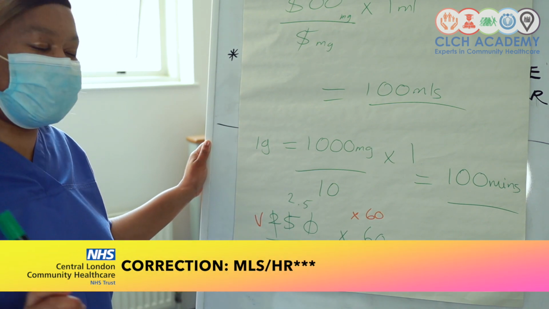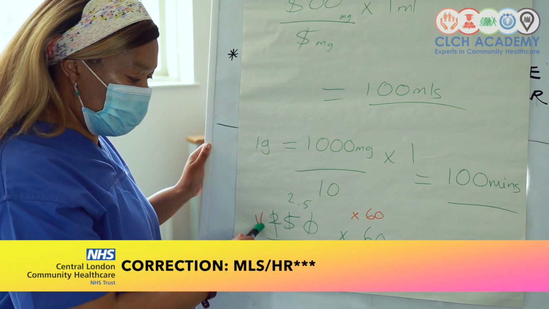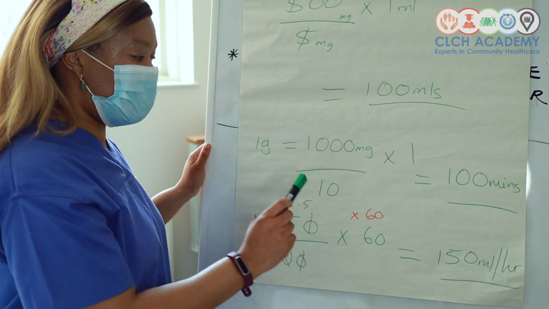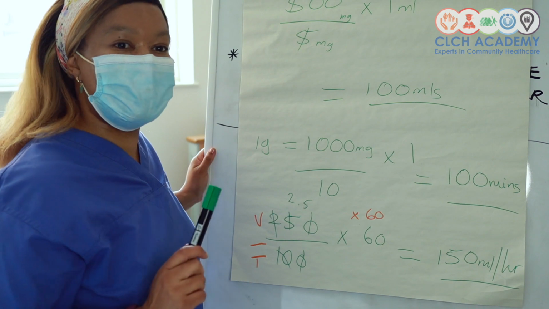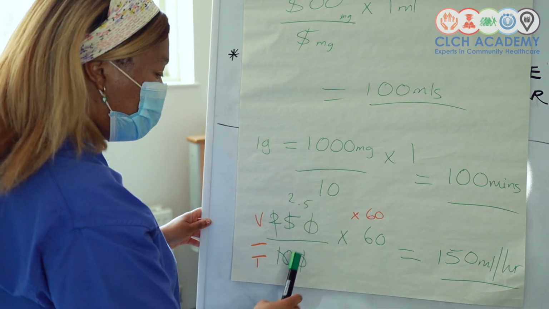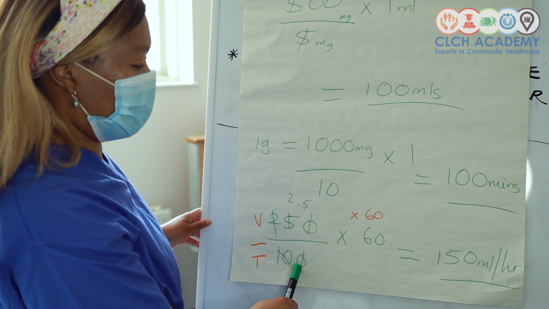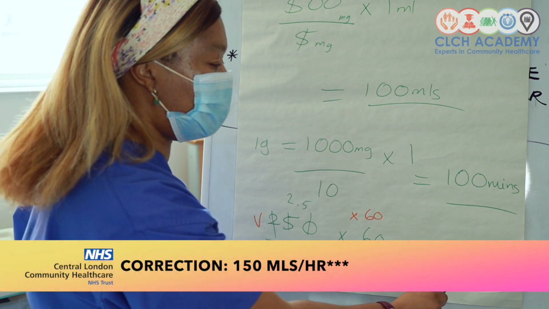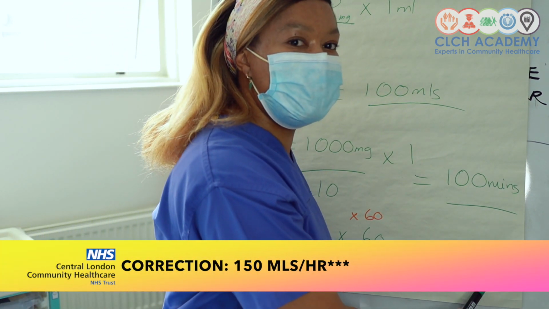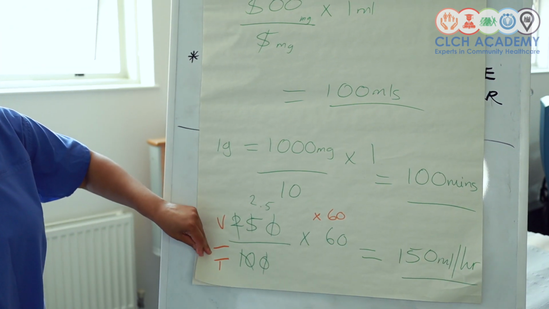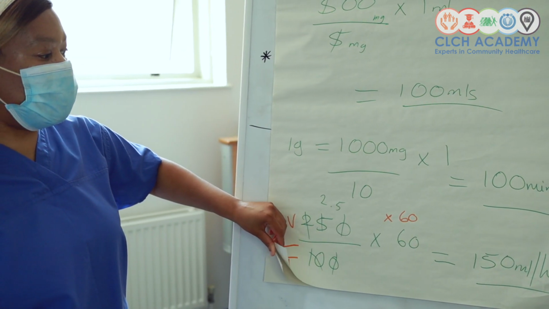So what we're actually thinking about is the volume divided by the time to give us the mils per minute, multiplied by 60 to give us the mils per hour. Essentially that represents 250 divided by 100, giving us 2.5 mils per minute, multiplied by 60, giving us 150 mils per hour. And that completes the answer for that question.